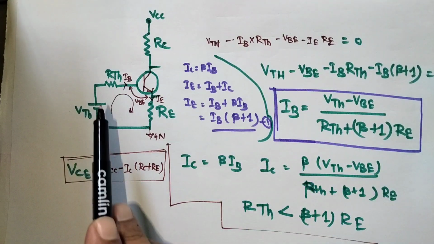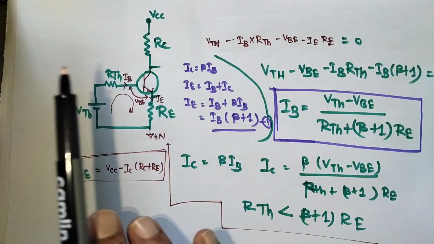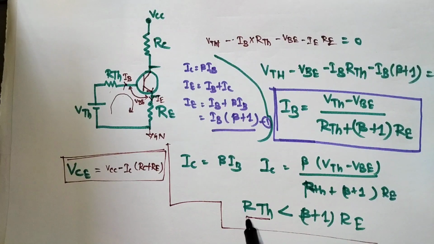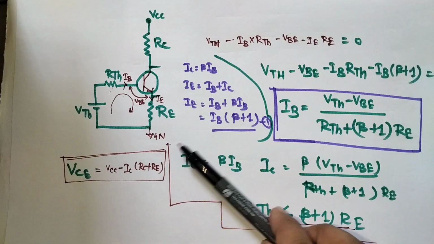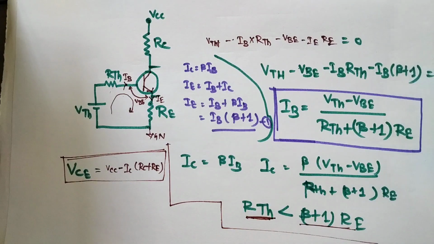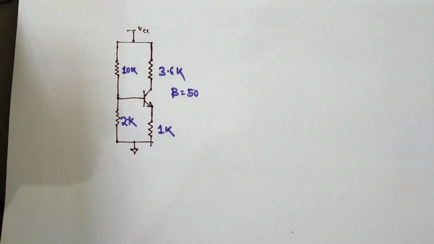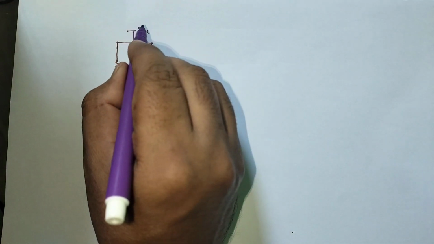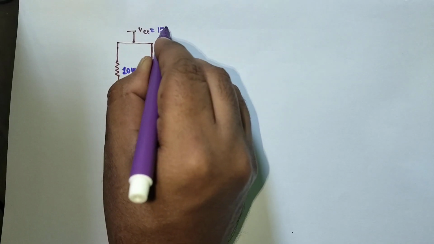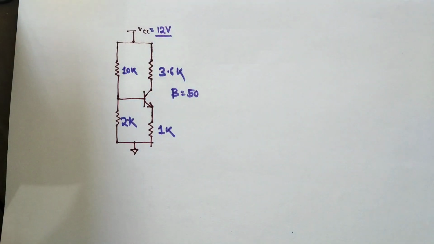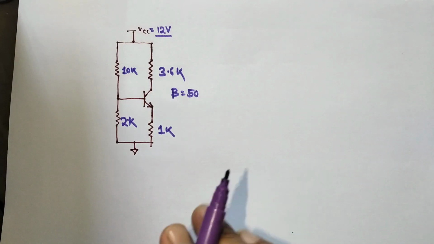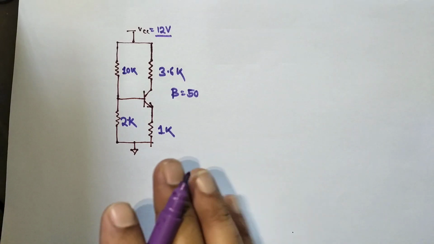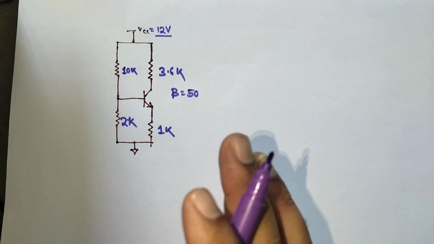Now, it will be controlled through this RTH. If RTH is too small compared to this one, then it will be stable. We're going to check with a real example. This is the circuit where we are going to check how the stability occurs. Here you see all values are already designed. We're going to check, and here we will conclude how it is designed.